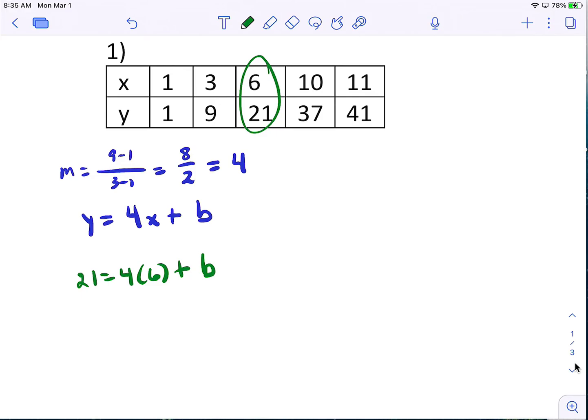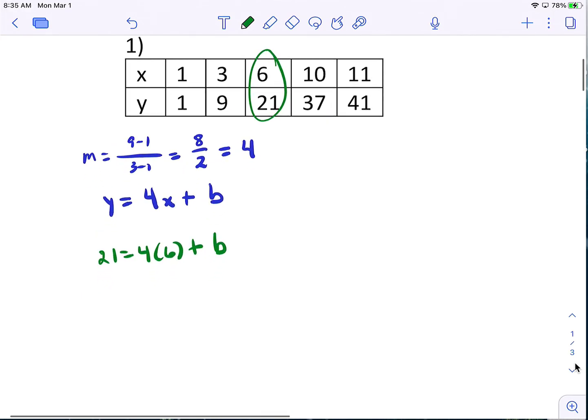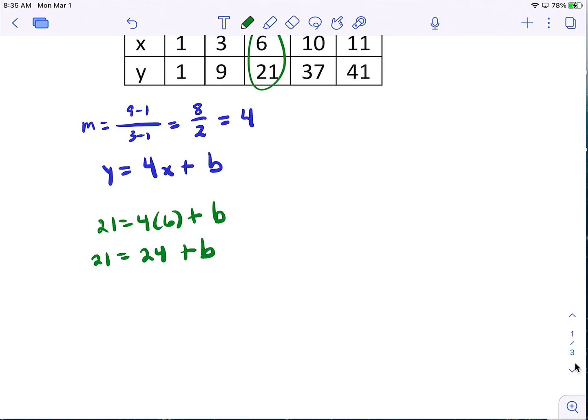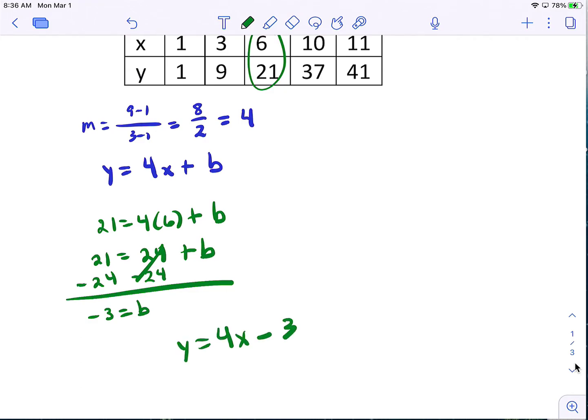All right, so now I just got to solve this equation. So first thing would be 4 times 6 is 24. And then now I just got to get rid of that number on that side to get b by itself. So it's a positive 24, so I'm going to subtract it. Remember, if it would have been a negative, I would have added it to both sides to get rid of it. So that gives me -3 for my b value. So my equation is y equals 4x minus 3 because that was a -3.